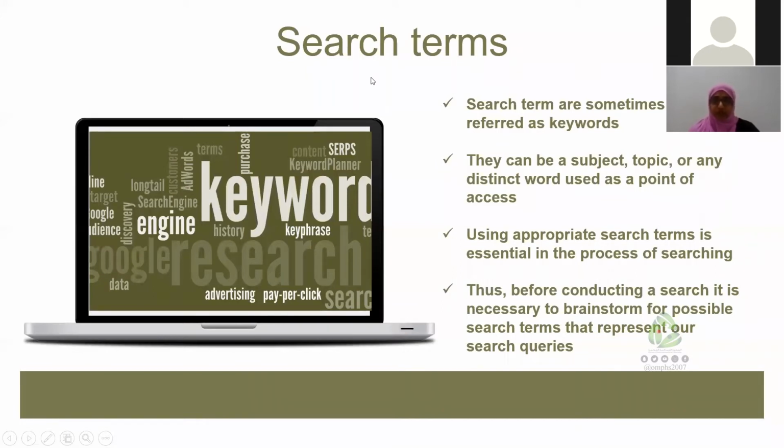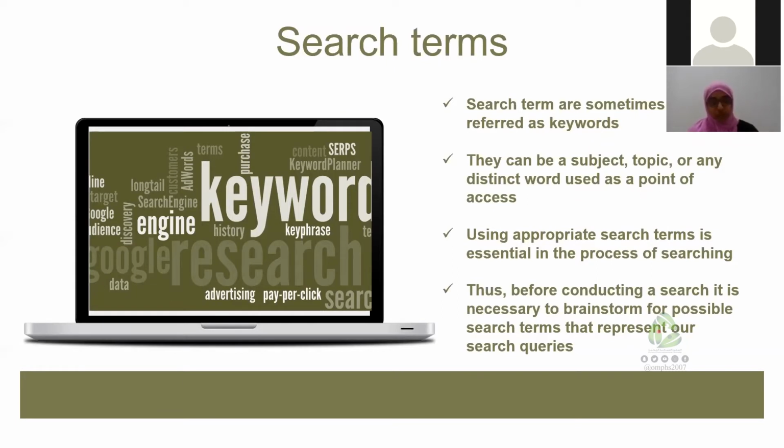So search terms. Search terms are sometimes also referred to as keywords. They can be a subject, a topic, any distinct word used as a point of access to your data, to your literature. Using appropriate search terms is very important in the process of searching. So that's why, even deciding about your keywords, once you have your aim or your research question ready, you need to sit and decide and use.